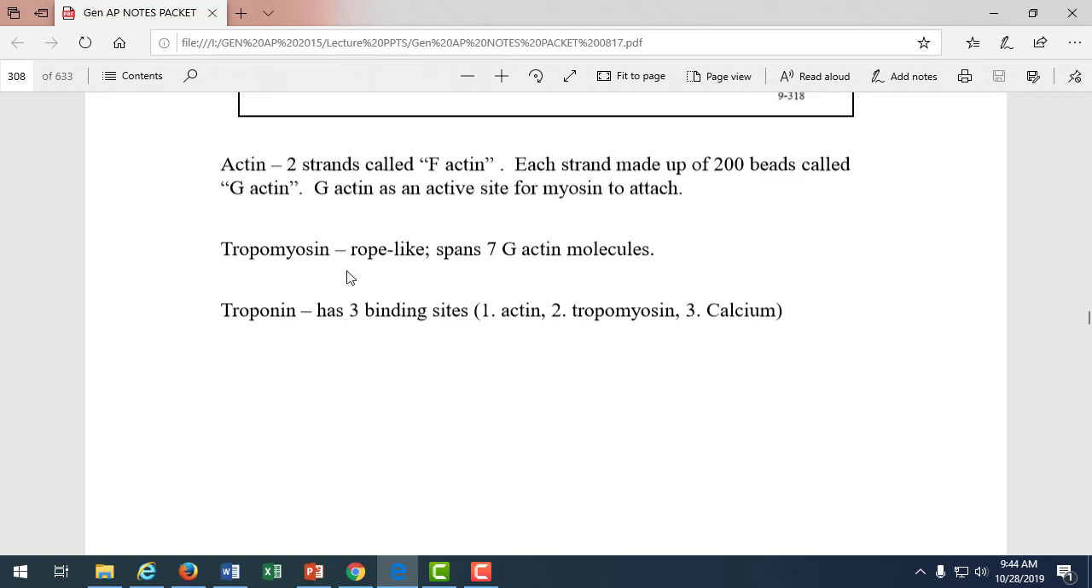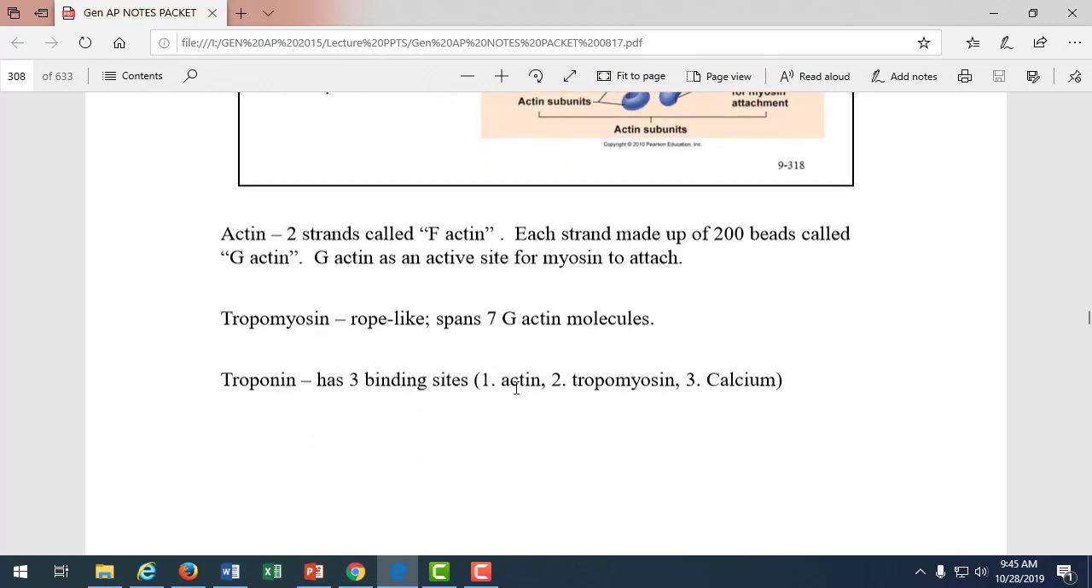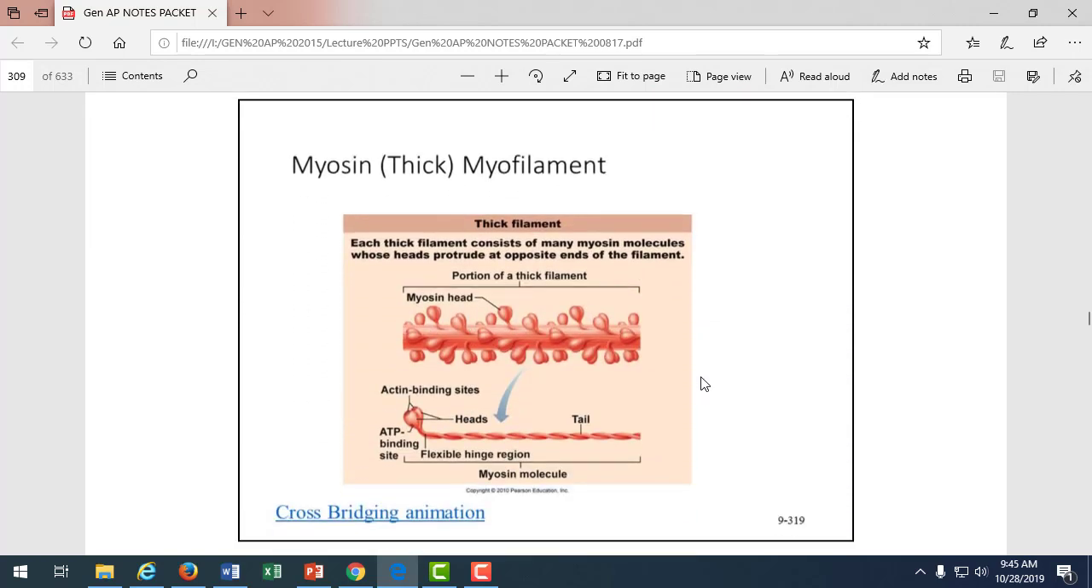So tropomyosin is rope-like. And again, its function is to cover the binding sites for myosin. So troponin, this little yellow structure, has 3 binding sites. 1, it binds to actin. 2, it binds to tropomyosin. And 3, it binds to calcium. And we're going to see how this all comes together.